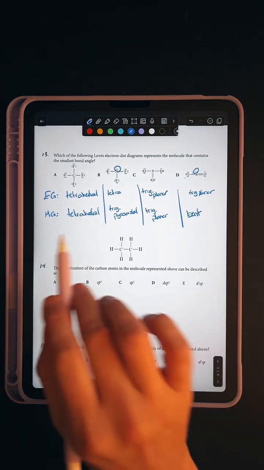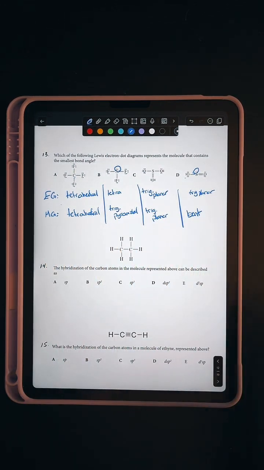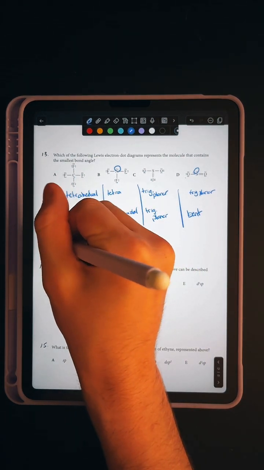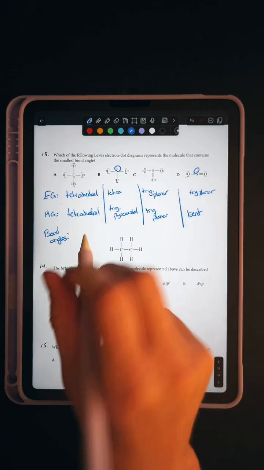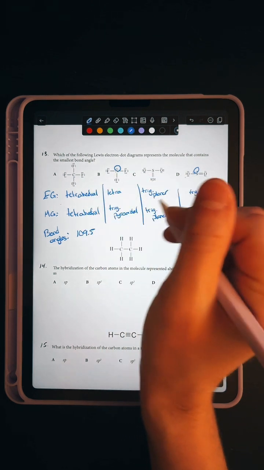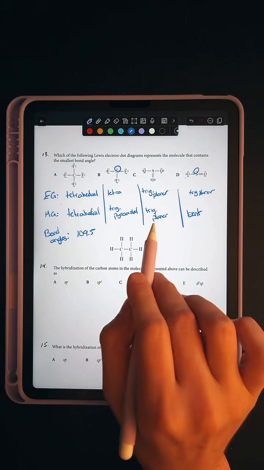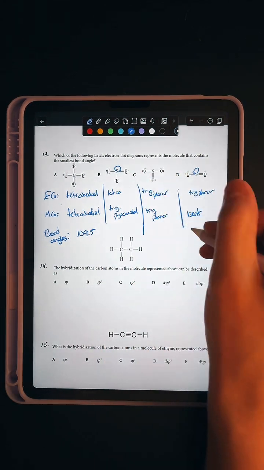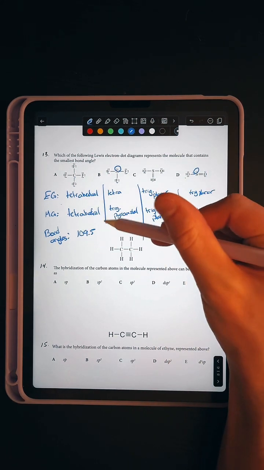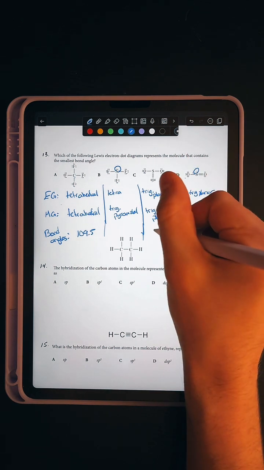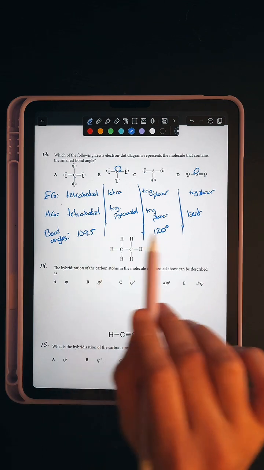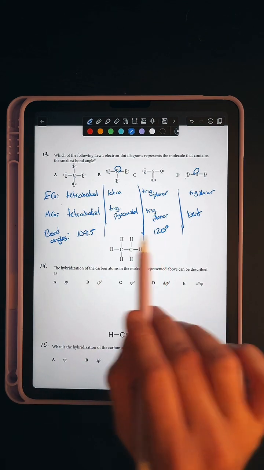Now that we have our molecular geometries, this is where we're going to get into bond angles. So if we were to look at bond angles now, the bond angle for tetrahedral is 109.5. Bond angle for trigonal planar, I'm going to skip the bipyramid or the pyramidal and bent for a moment, trigonal planar is 120 degrees. So we have 109.5 and 120 degrees right now.